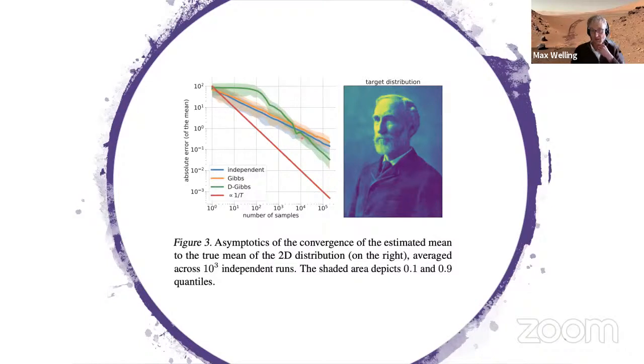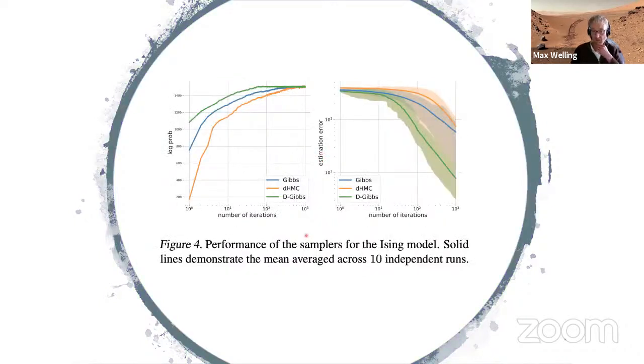And that's kind of interesting because it's faster than any random sampler, basically, even the independent sampler. And so this is probably a feature of the deterministic nature of this sampler. Here's an Ising model example. Here's some other implementation of a sampler, a Gibbs sampler, and the dynamic Gibbs sampler very quickly increases the log probability, and the estimation errors also come down very quickly.